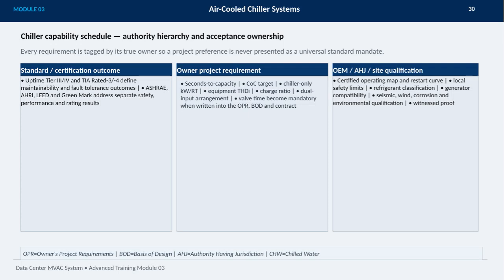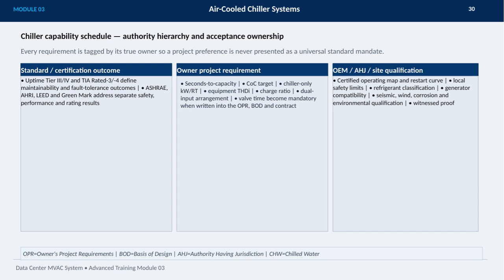This slide focuses on the chiller capability schedule and the hierarchy of authority and acceptance ownership in air-cooled chiller systems for data center MVAC. Every requirement is linked to its true owner, so what's preferred by one project isn't mistakenly applied as a universal standard. We have three main categories.